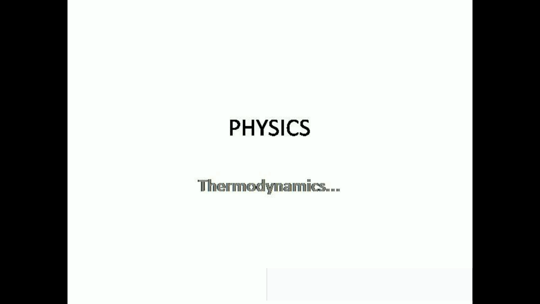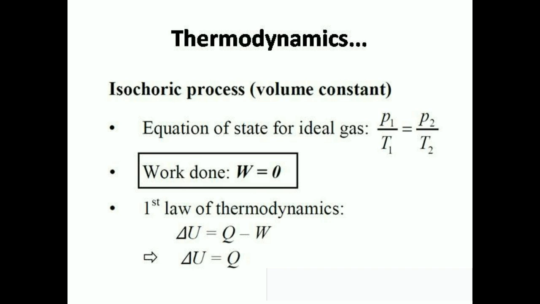So let's get started. Today we are going to see various processes in thermodynamics. First of all, starting with the isochoric process, also known as the constant volume process. In a constant volume process, the equation of state for an ideal gas, as we know, is PV = μRT. If you take volume as constant, then P is proportional to T, that means P1/T1 = P2/T2. This is the ideal gas equation for a constant volume process.